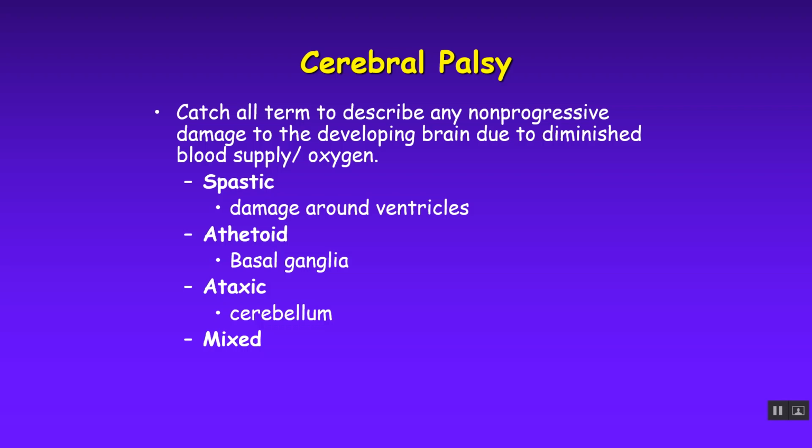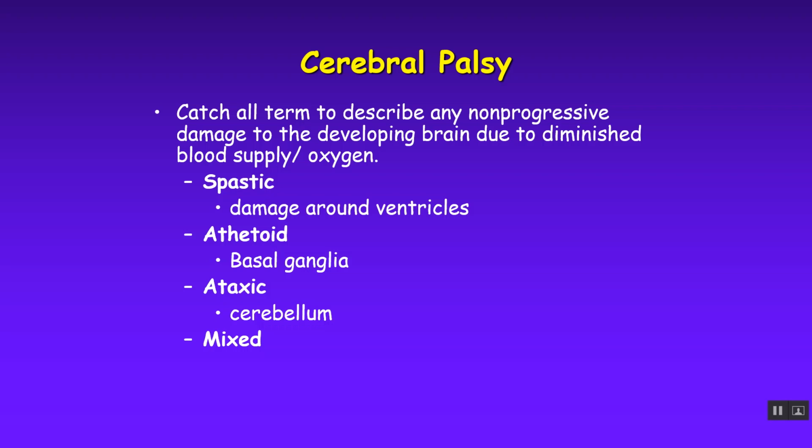Okay, there are different types that they call classifications. Most people are mixed, but there's spastic, where typically the damage is around the ventricles to the white matter, the descending motor pathways, in the internal capsule region. They have a lot of spasticity, high motor tone, but cognitively they're usually pretty good. Cerebral palsy can affect cognition some, but a lot of people with cerebral palsy have pretty normal cognition.